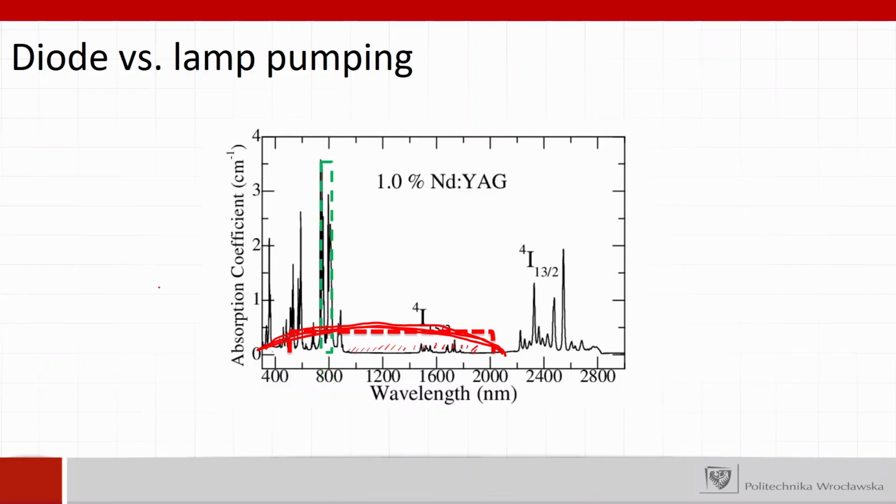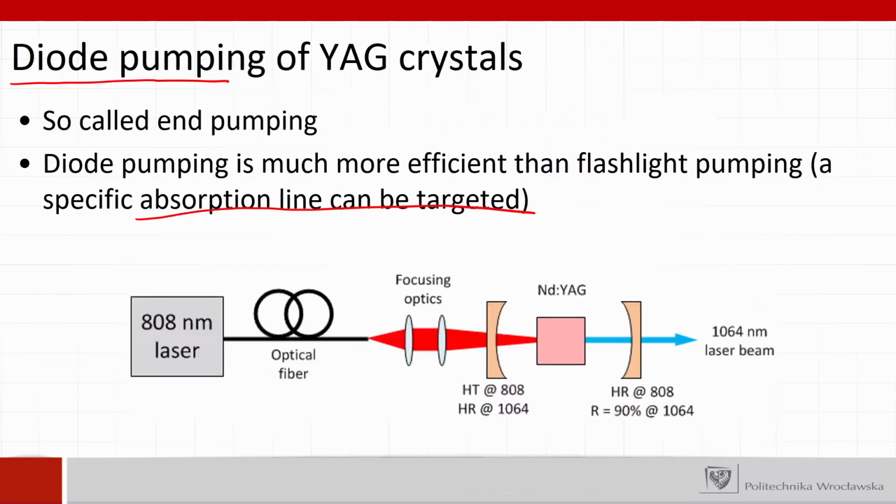So instead, we can just use a laser which has a narrow bandwidth, so we can perfectly target one absorption line of the neodymium ion, and we can focus a lot of power to have much more absorption, because the absorption coefficient here is much higher than on other lines that could be excited with the flash lamp. So diode pumping is much more efficient. And also diode pumping can be done in many different ways.